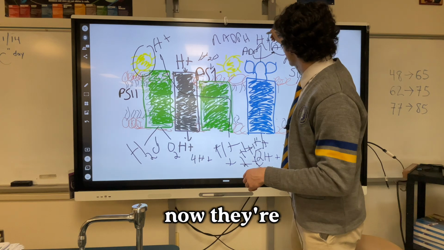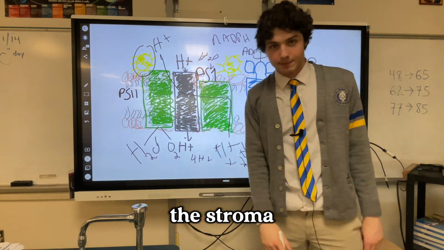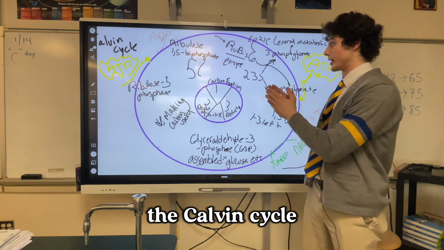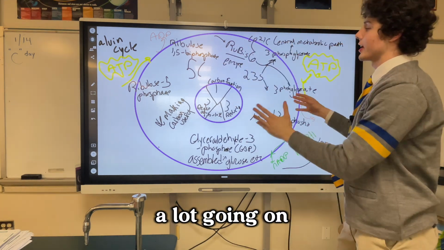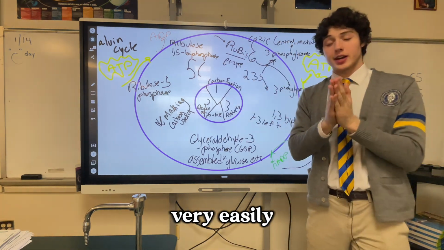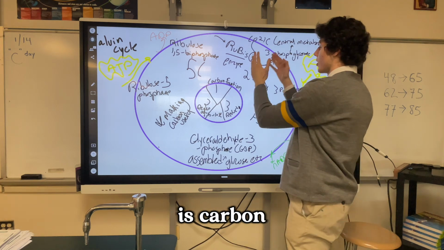And what's nice is now they're coming up through the stroma. Now we're going to tackle the Calvin cycle. Now this is a lot. There is a lot going on here, but we're going to break it down very easily right now. So the first phase is carbon fixation.